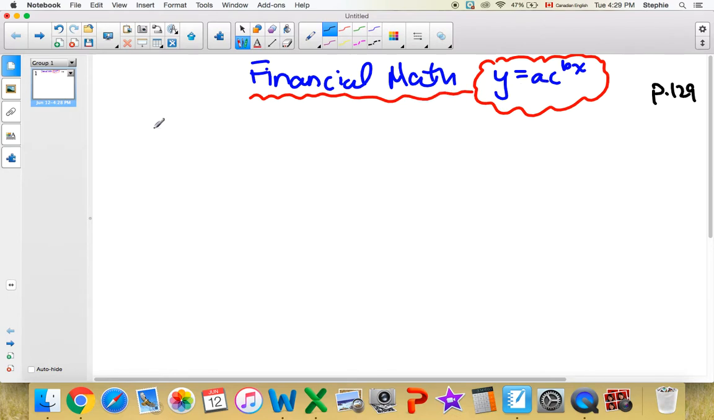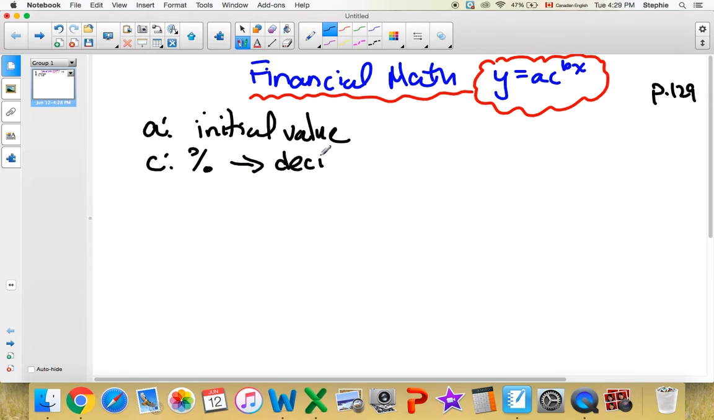So the A stands for your initial value, so what you start up with. Like if you have an investment or if you're buying a car, it's like the startup cost. And C, that will be your percentage. And you're usually always going to turn it into a decimal, unless it says a word like it doubles, it triples, it quadruples, then it's just 2, 3. So if it says a word like doubles, like I double your money, then your C would be 2. If I say I triple your money, then your C would be 3.